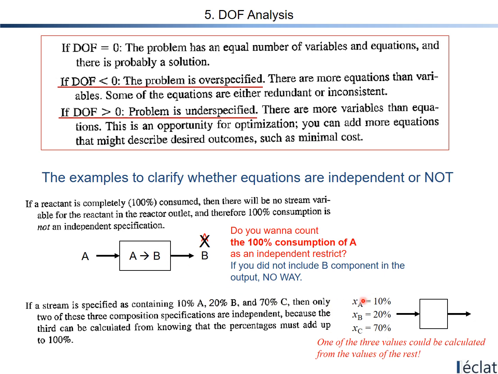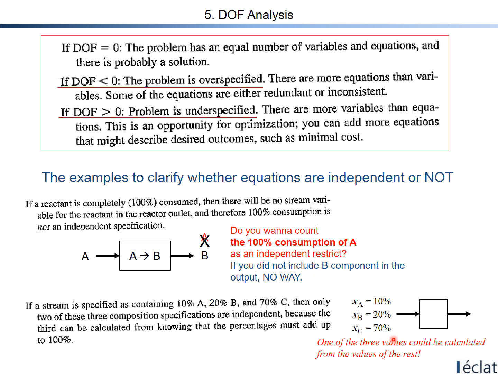The other example: a mixture is introduced into the unit, and then maybe we have something out of the unit. The given information says that component A is 10%, B 20%, C 70%. How many restrictions are there for the stream specification conditions? 3? Do you think 3 is the answer? Because we have 10, 20, 70%.